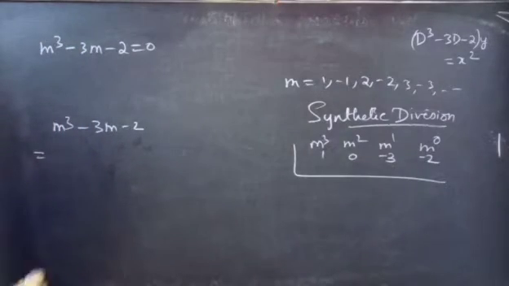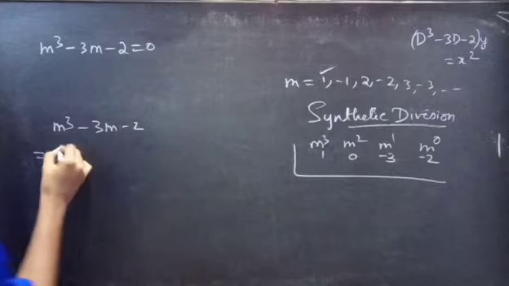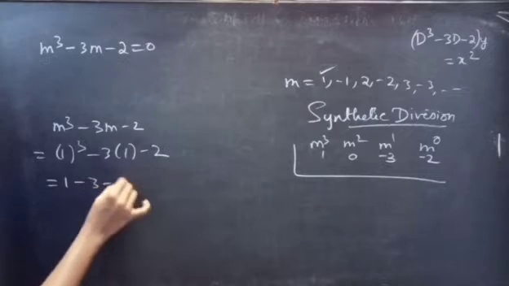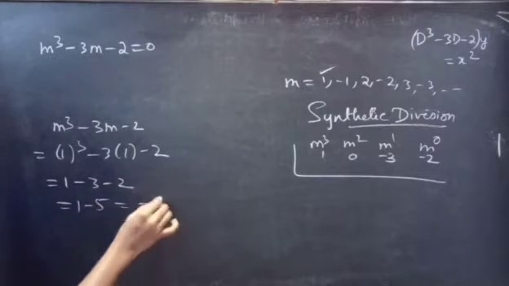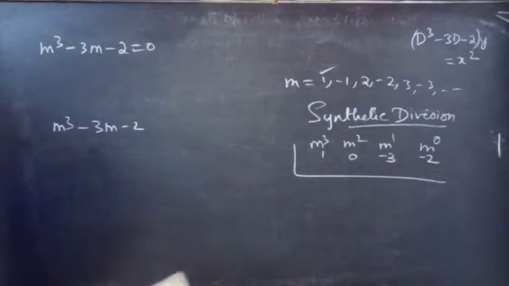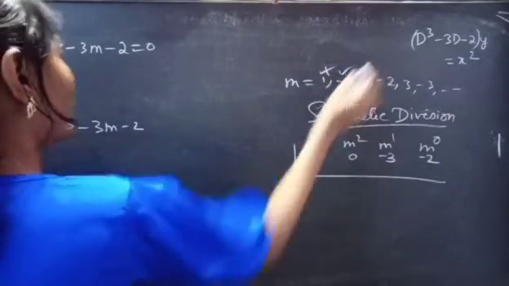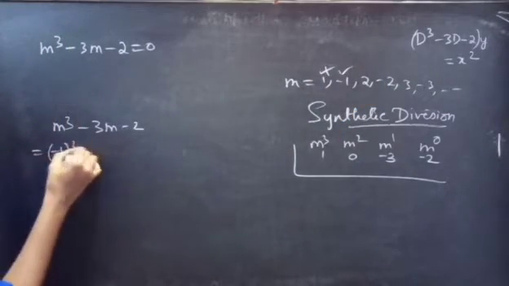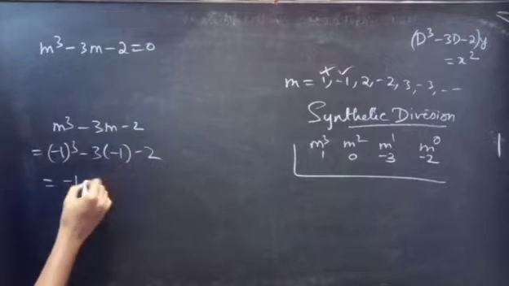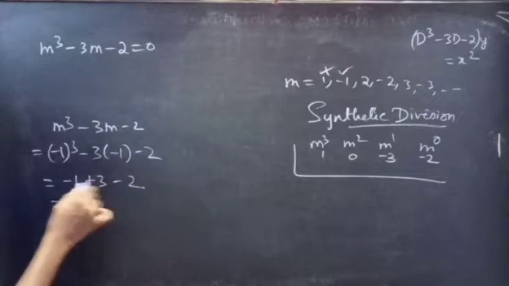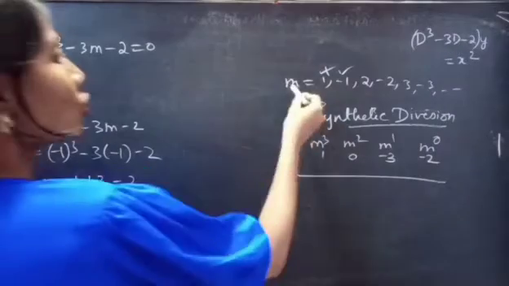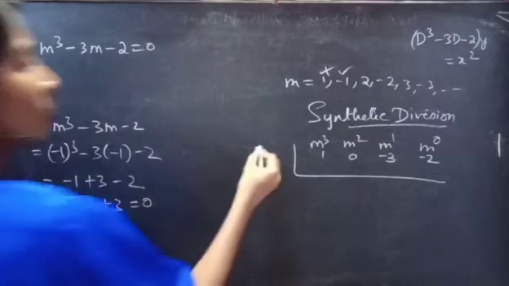Now let's check for 1. M equals 1: 1 cube minus 3 into 1 minus 2 is 1 minus 3 minus 2, which is 1 minus 5, that is minus 4, which is non-zero. Right? Since m equals 1 does not satisfy the polynomial, let's go for minus 1. M equals minus 1: minus 1 plus 3 minus 2, which is minus 3 plus 3, which equals 0. So m equals minus 1 satisfies this polynomial, right?